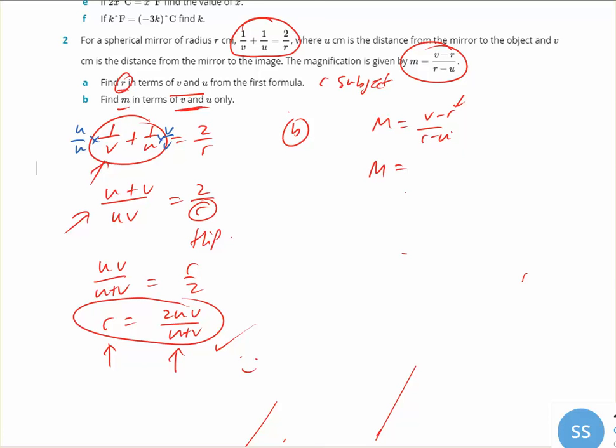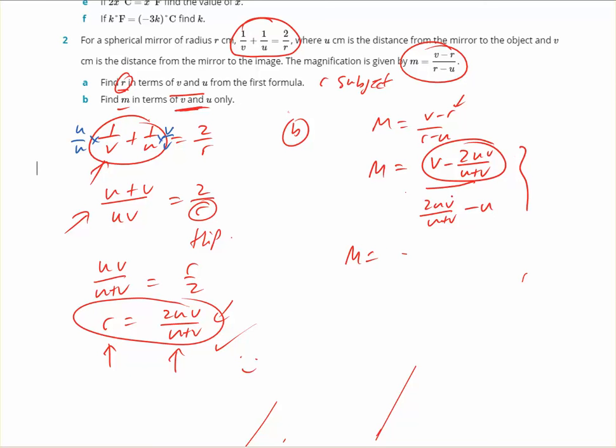So we substitute: we go V minus R, and instead of R, we put what R represents in terms of U and V. So it's 2UV on U plus V, minus, 2UV on U plus V, minus U. Now, obviously, this isn't very tidy. We want this fraction to be nice and tidy. We should have one denominator and one numerator. The way you tidy this up is that we want to make this into one fraction and this into one fraction, then simplify further.